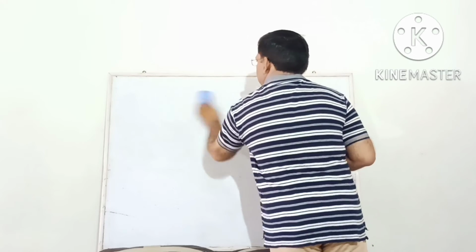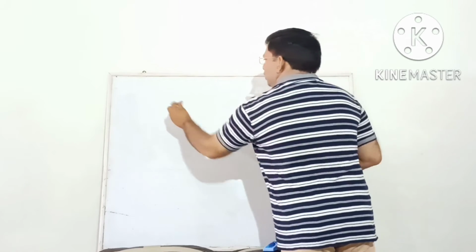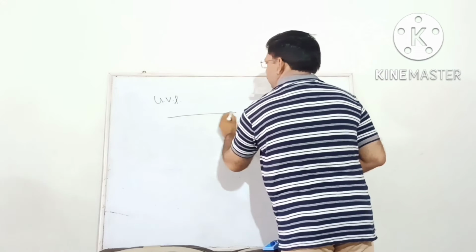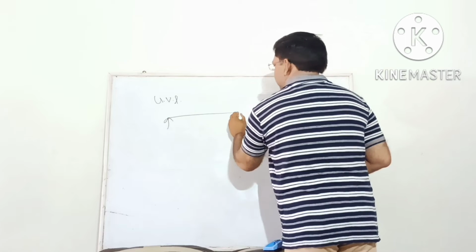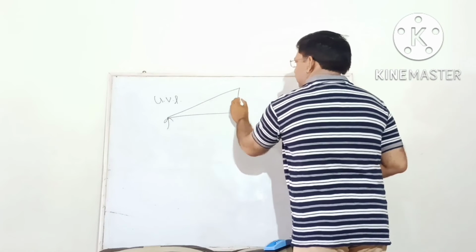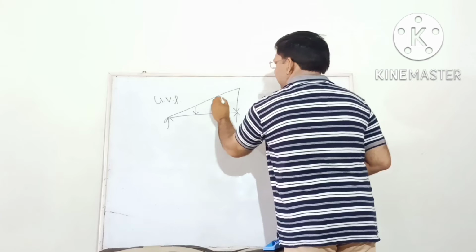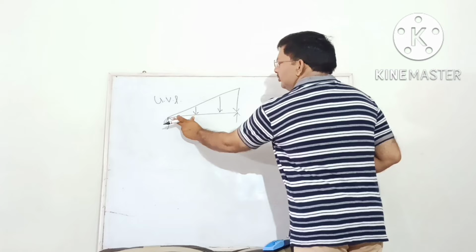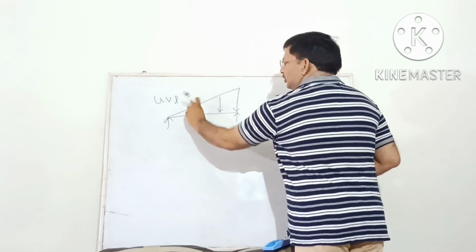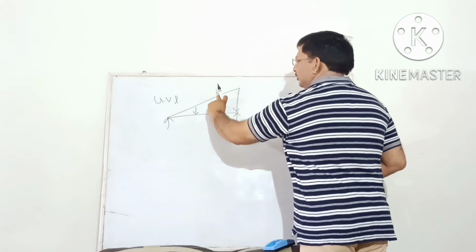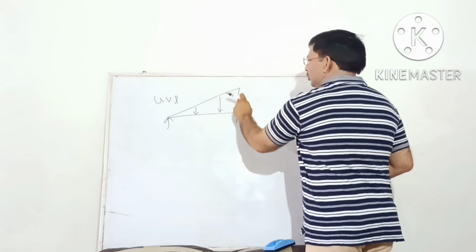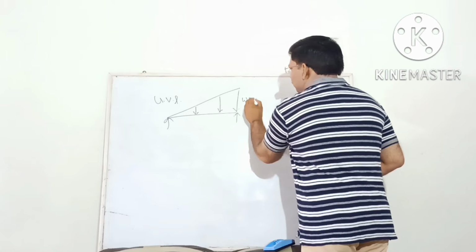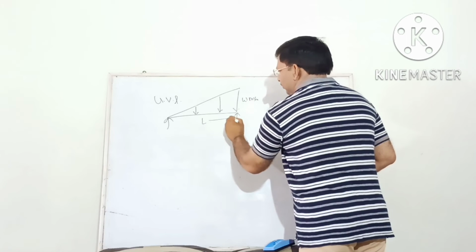Now the third one is uniformly varying load, or UVL. This is a very important type of load, UVL, or uniformly varying load. You can see in this diagram that with increase in length, the load is varying uniformly. Up to this length, load was up to this height, up to this length, load is up to this height, and up to this length, the load intensity is this much. So suppose load intensity is W kilonewton per meter and length is L.